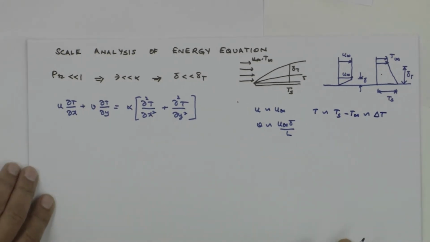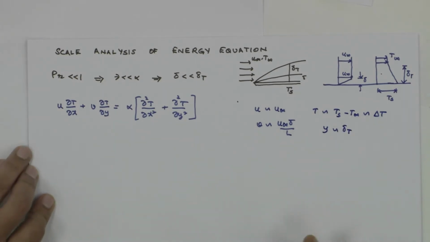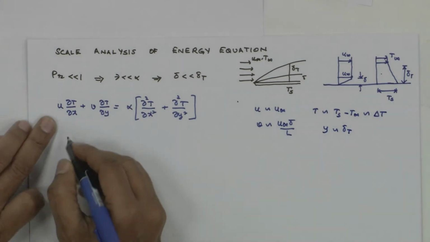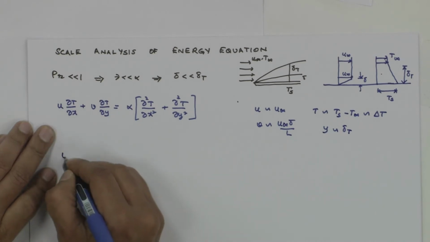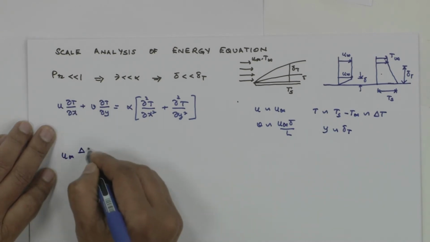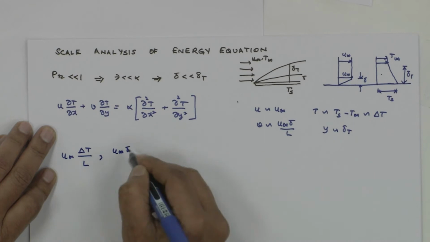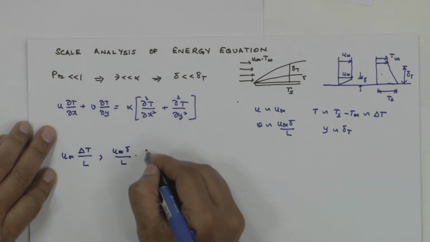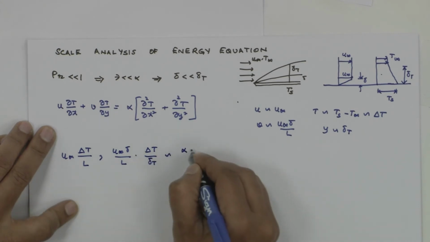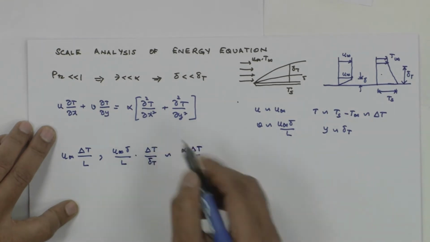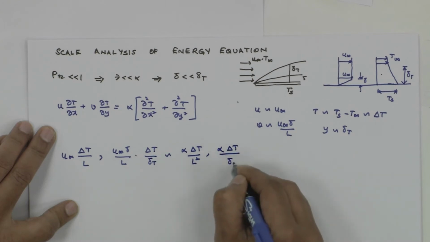Okay, so if I substitute, and Y is of the order of delta T, thermal boundary layer thickness, because that's where the energy transfer is taking place. So if I put the scales or the orders of magnitudes of each term, I get U as U infinity, del T as delta T, and del X as L, comma, V is U infinity delta by L, and del T is delta T, and del Y is delta T, is of the order of alpha delta T upon L squared, comma, alpha delta T upon delta T squared.